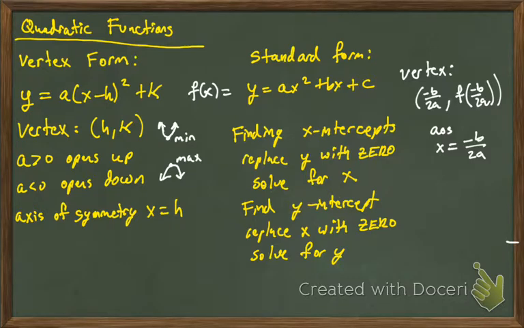So if we want to find the x-intercepts, you're going to replace y with 0 and then solve for x, and then if you want to find the y-intercept, you're going to replace x with 0 and then solve for y. So if we take a look at something generically, like we start in standard form, okay, and then how do we get to the vertex form?